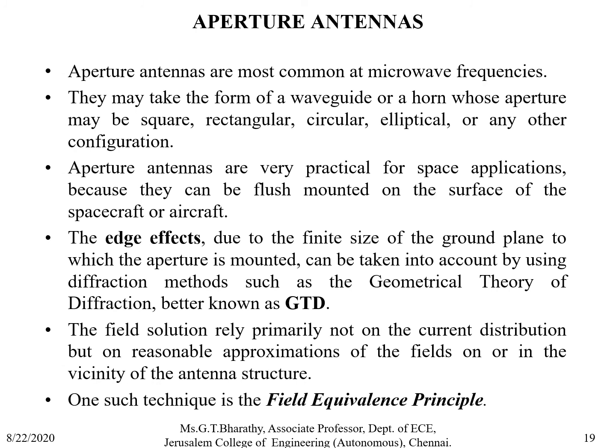The field solution relies primarily not on the current distribution. We have seen that in all the previous linear wire antennas, we calculated the radiation field using the current distribution. But in this case, the current distribution is not considered. We are going to use an approximation of the field on or in the vicinity of the antenna structure. One such approximation method is the field equivalence principle, which is also known as Huygens principle.